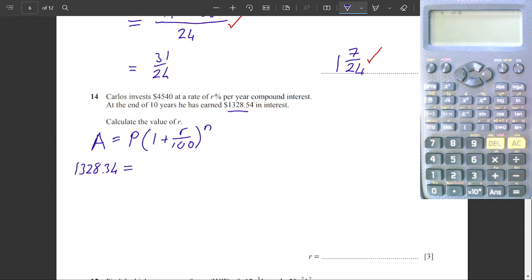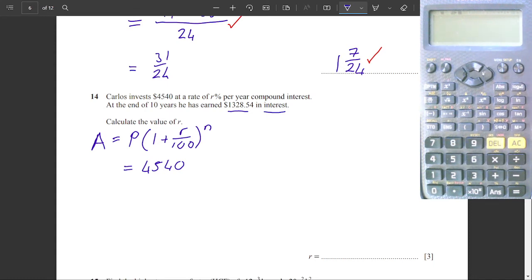Now you see I've made a mistake there, because obviously when he invests money, he's not going to end up with less. This would be a horrible bank. So that A is wrong. That is not 1,328.34. Okay. That is just the interest. That is just the extra money the bank has given him.